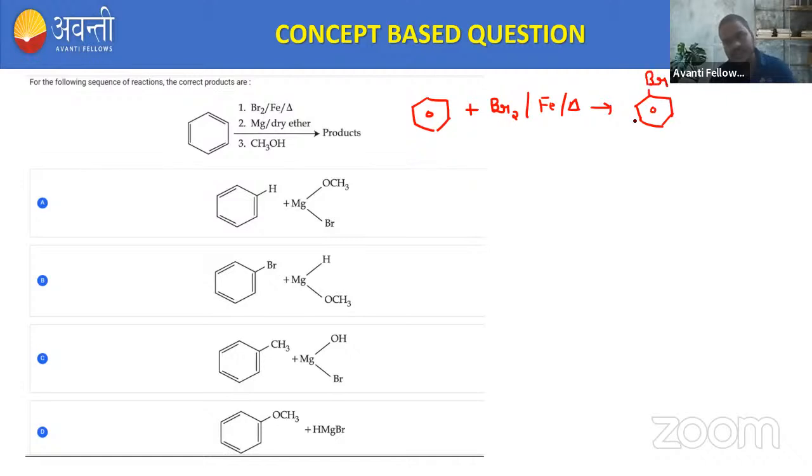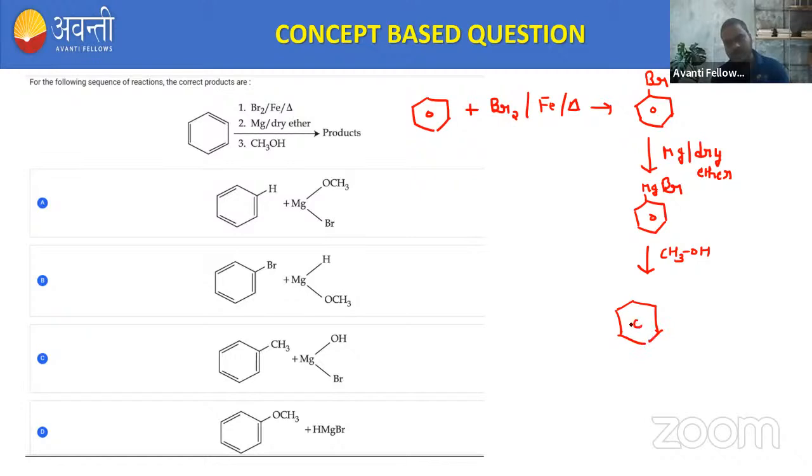Now when this bromobenzene is treated with Mg and dry ether, obviously a Grignard reagent will be formed. Then this will form MgBr, the Grignard reagent. Now when this Grignard reagent is treated with CH3OH, then only H is added, that is benzene, and this is MgBr and this is OCH3. So we are left with benzene only.